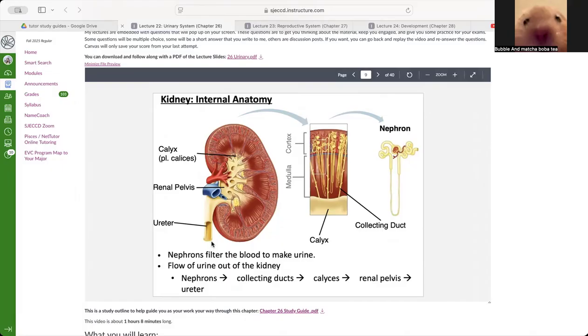So let me explain it, okay? So it was nephrons, right? Nephron, collecting duct, calyx, renal pelvis, ureter.